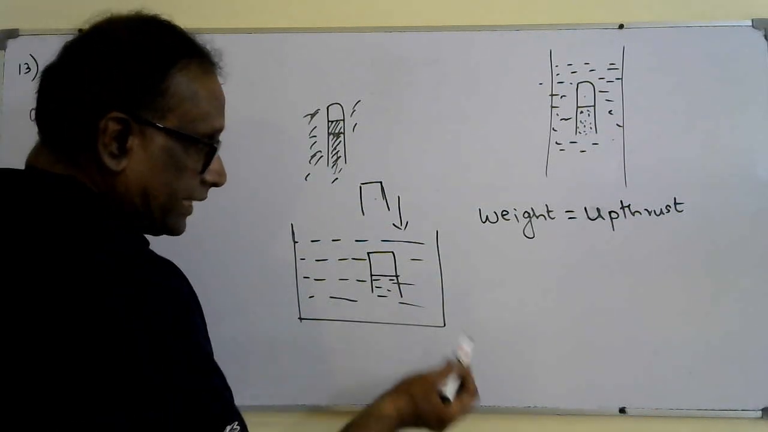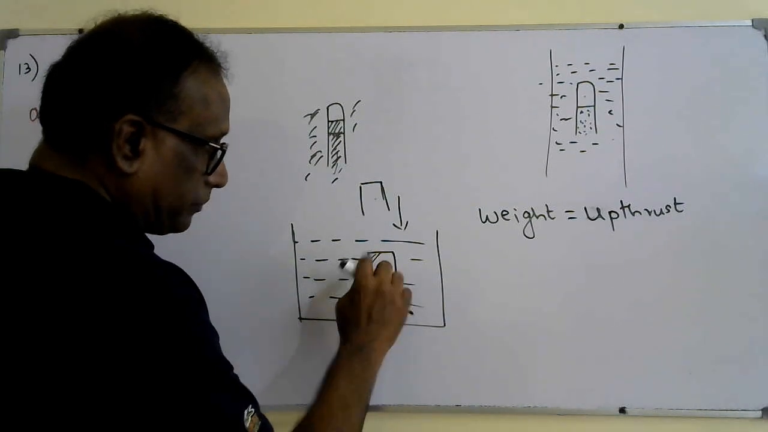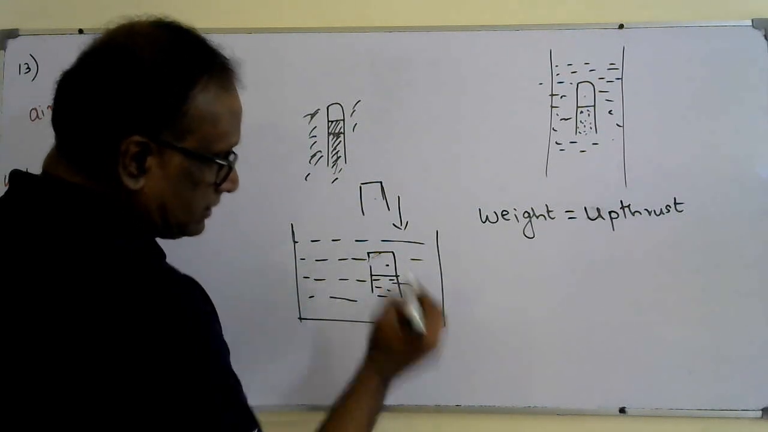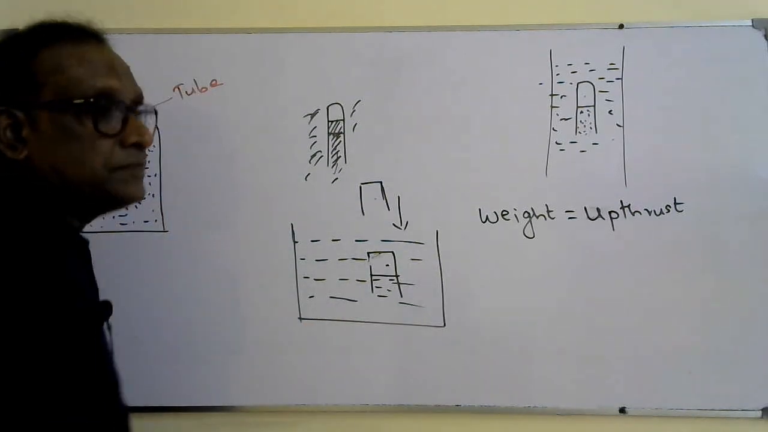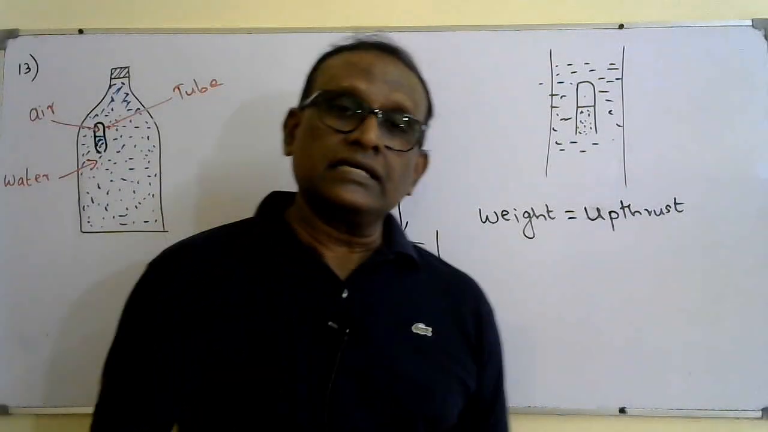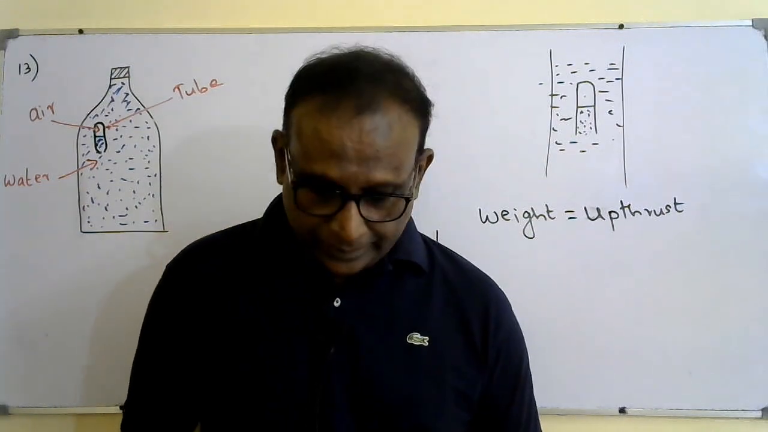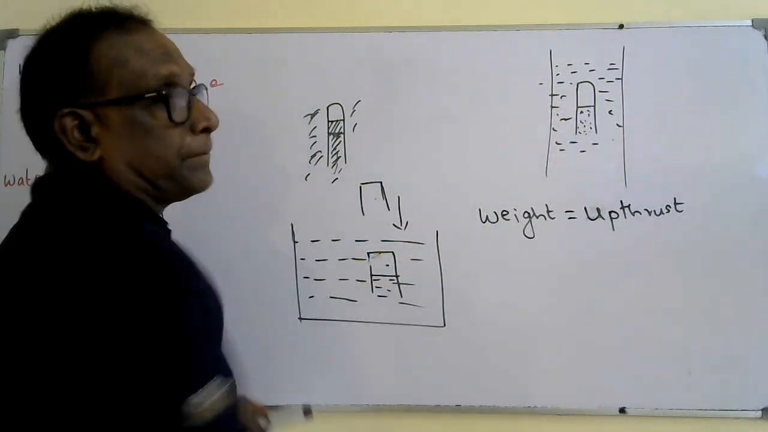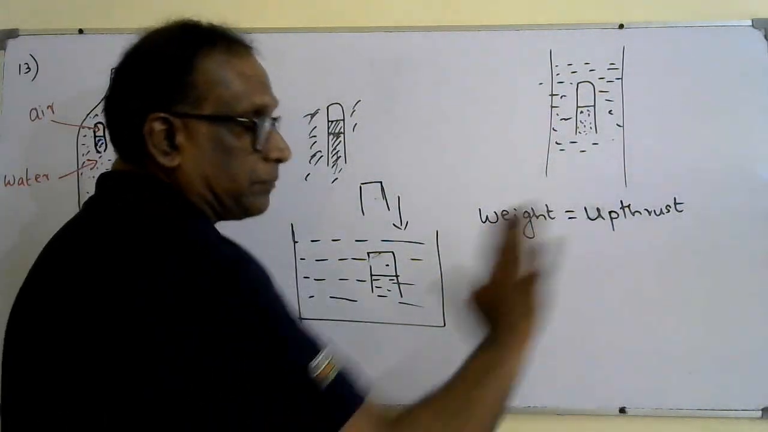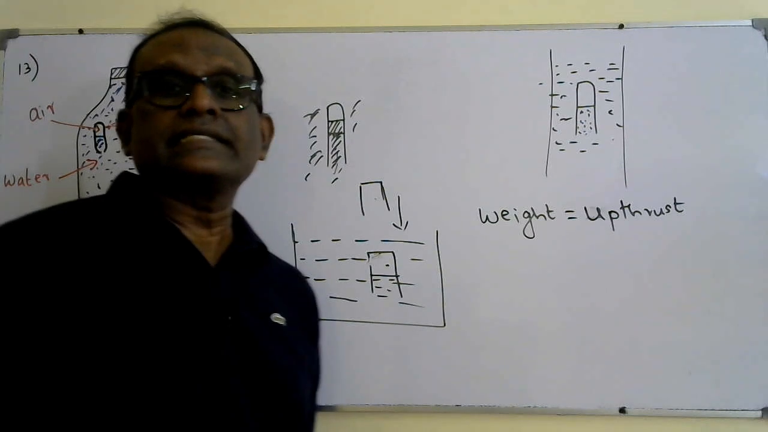When you hold it here, you will feel the upthrust. Why? Because of the displaced water. Which water is displaced? Where the air occupies this region, the volume of water is displaced. That displaced water has weight, which causes the upthrust according to Archimedes' principle. So weight is equal to upthrust when the tube is at equilibrium.